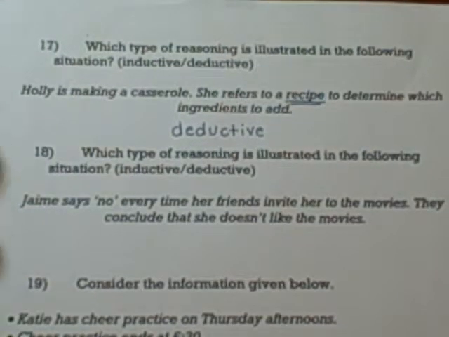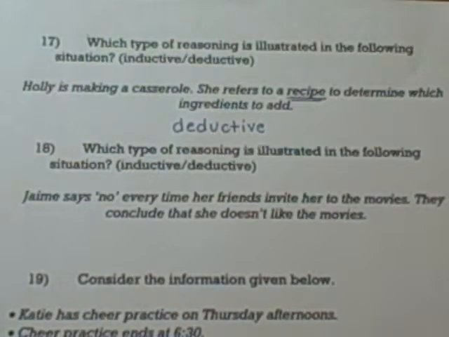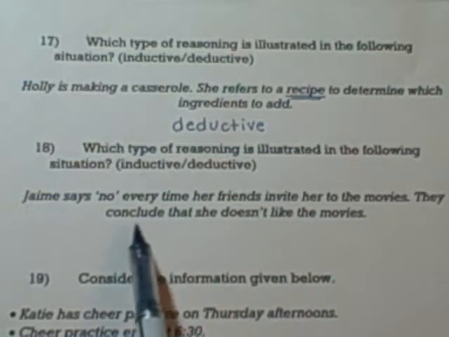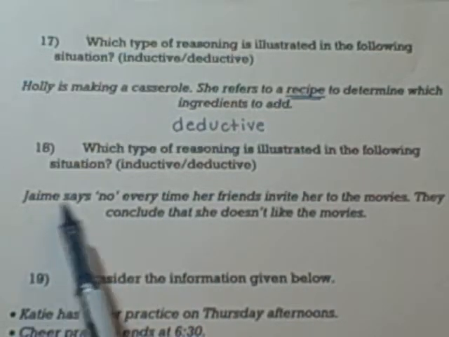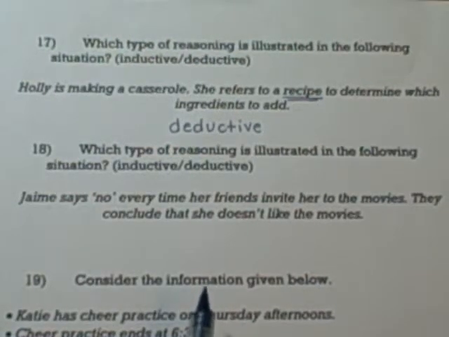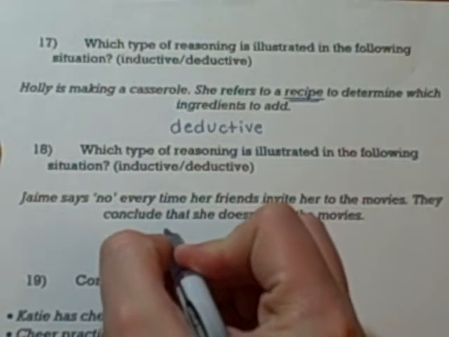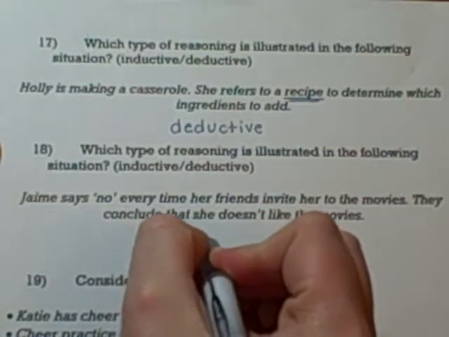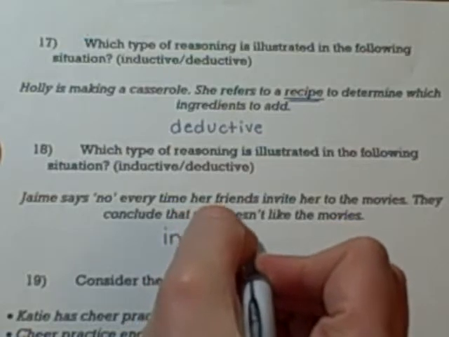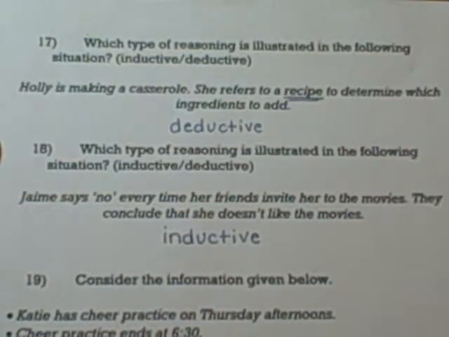Question number 18 asks the same thing. It says that Jamie says no every time her friends invite her to the movies, so her friends conclude that she must not like the movies. Well, her friends are basing their conclusion on a pattern. They're seeing that every time they ask, she says no. So they're basing it on an observation over time. That would be inductive reasoning. Okay. Hopefully that clears up the difference between the two. Deductive reasoning is always based on rules, and inductive reasoning is based on observations or patterns.